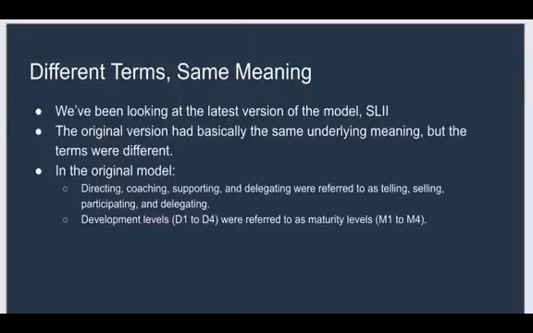But the original version of the model basically had the same underlying meaning, but many of the terms used were different. In the original model, directing, coaching, supporting, and delegating were referred to as telling, selling, participating, and delegating, respectively. And the development levels, D1 to D4, were referred to as maturity levels, and they were labeled M1 to M4. Obviously that can be confusing if you're encountering all these different terms, but don't despair. Whatever version of the model you use and whatever terminology you're looking at, the underlying meaning is basically the same.